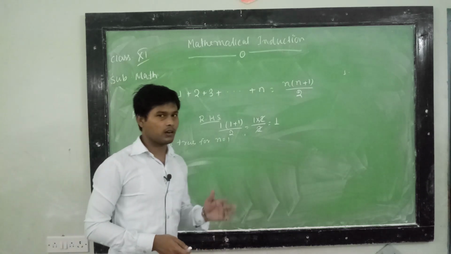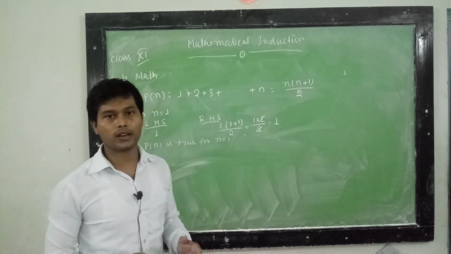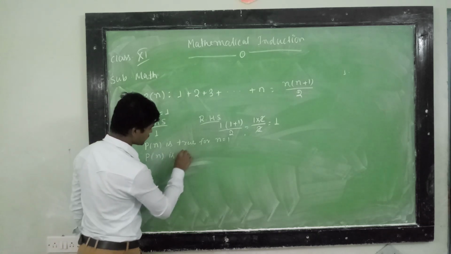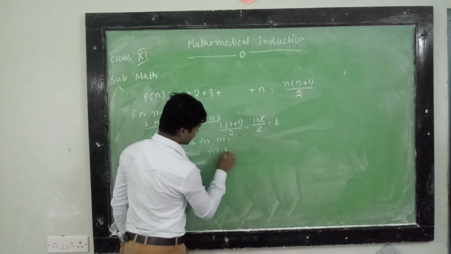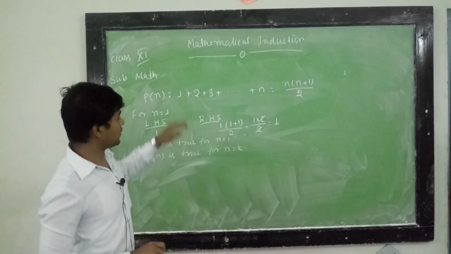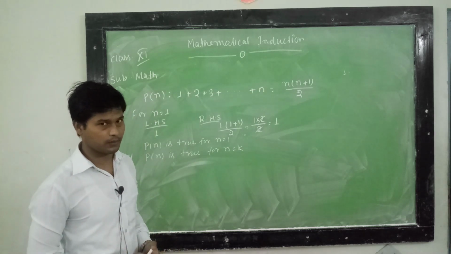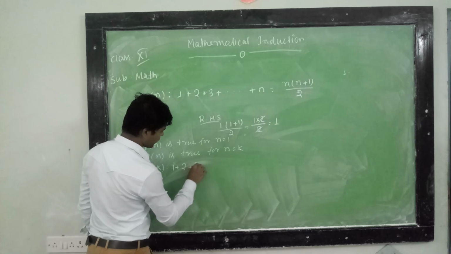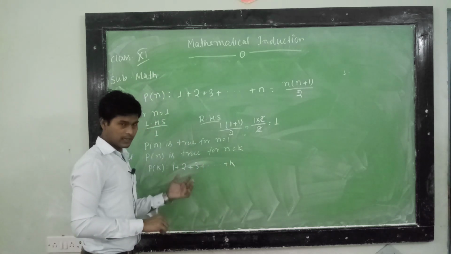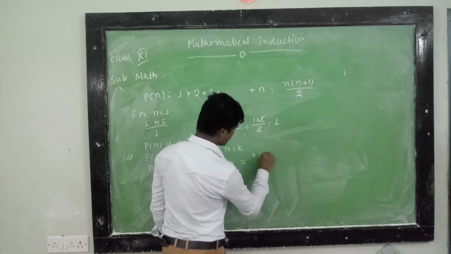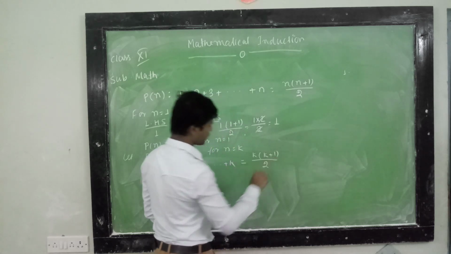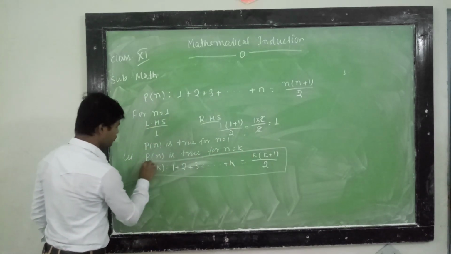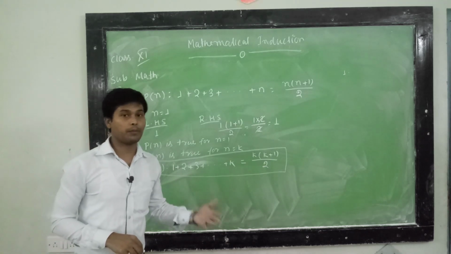Now the second condition is we consider that this statement is true for n equal to k. So let P of n be true for n equal to k, means we are considering that this mathematical statement is true for n equal to k. Now as it is true, P of k will be 1 plus 2 plus 3 plus dot dot dot plus k, the sum of first k natural numbers, which will be equal to k into k plus 1 by 2. Now with the help of this result, we'll prove that the statement is true for the k plus 1 value also.